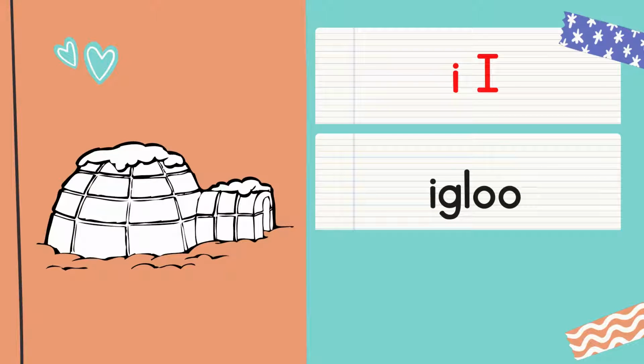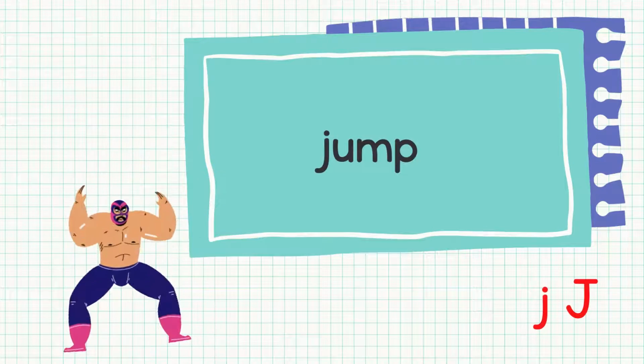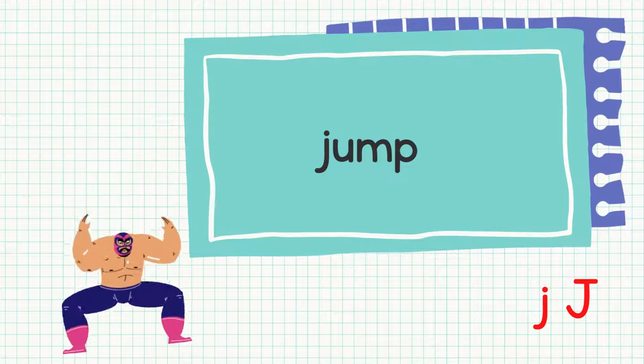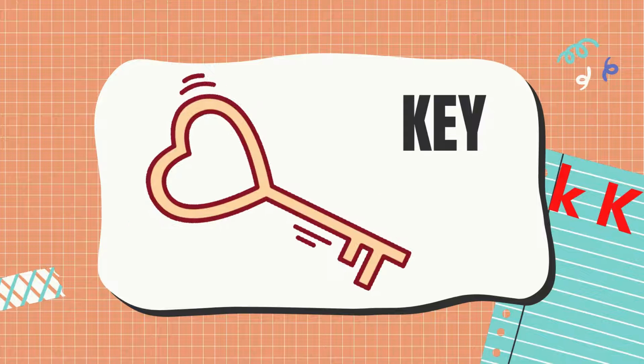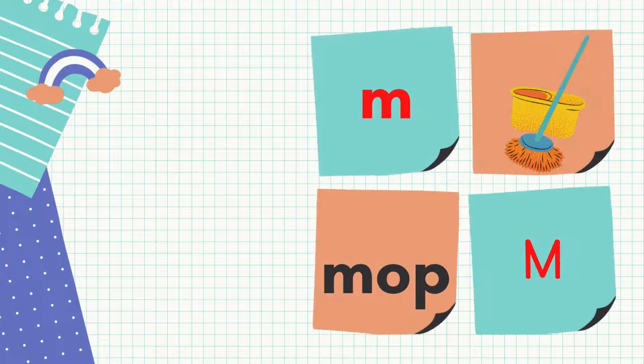I, igloo. I, igloo. J, jump. J, jump. Try to jump 3 times. K, key. K, key. L, lion. L, lion. M, mop. M, mop.